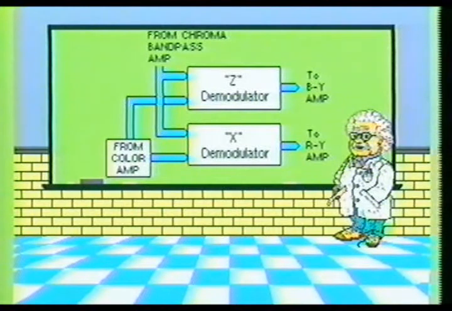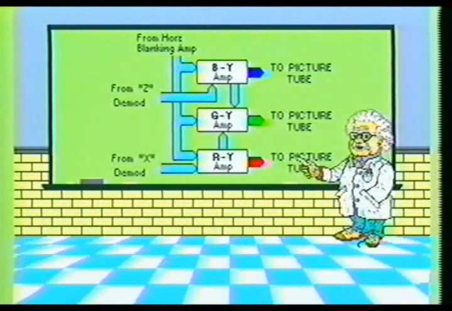The demodulator stages are used to produce an output that is directly related to the amplitude and phase of the chrominance signal. The B-Y, G-Y, and R-Y amplifier stages are used to produce the blue, green, and red color information to the color guns located in the color picture tube.